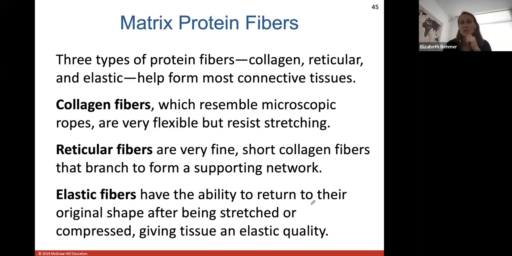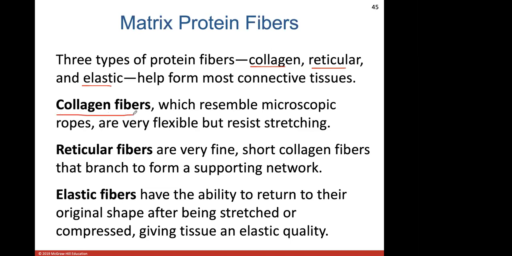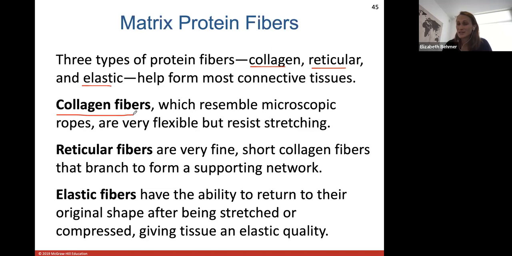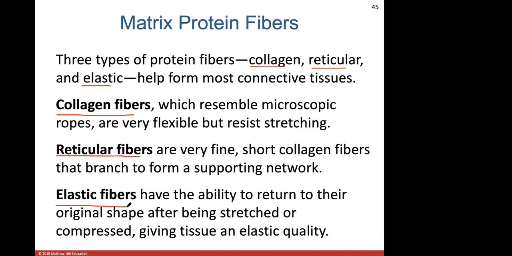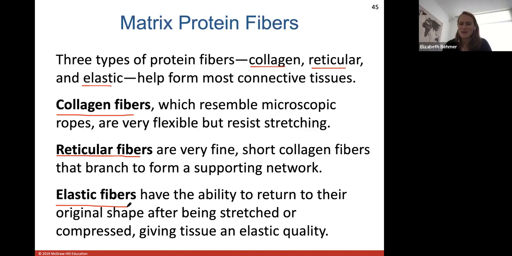There are three types of protein fibers. We have collagen, reticular, and elastic fibers to help form most connective tissues. Collagen fibers are the thickest and strongest. They look like ropes. They're flexible, but they resist stretching. Reticular fibers are much thinner, fine, and shorter, and they form a branching or supporting network. And then elastic fibers are the ones that can stretch, so they can return to their original shape after being stretched or compressed, which gives the tissue an elastic quality.